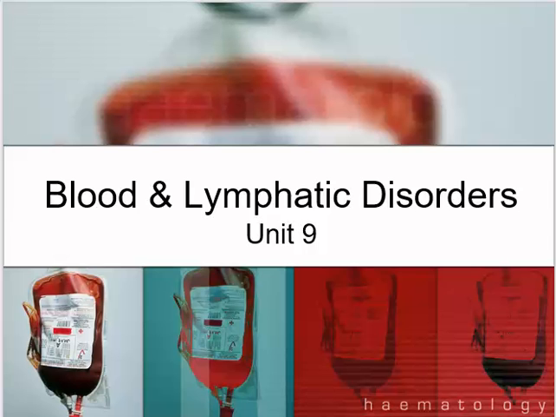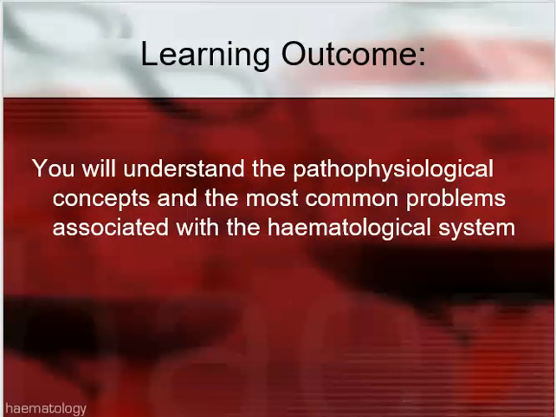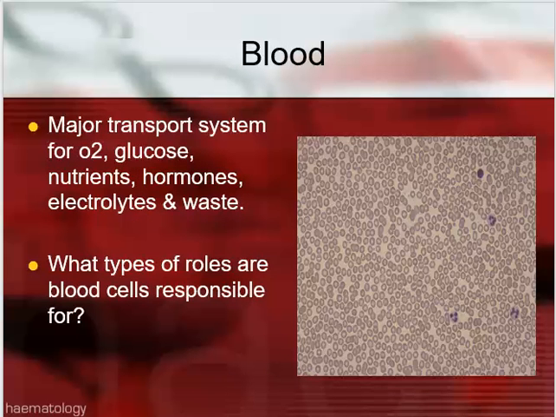Okay, so this is Unit 9, Blood and Lymphatic Disorders. So we will be looking at the pathophysiological concepts and some of the common problems associated with hematological disorders, some of the common hematological disorders. So as a bit of a review, blood is the transport system for oxygen, glucose, nutrients, hormones, electrolytes, wastes, protection, all of that stuff.